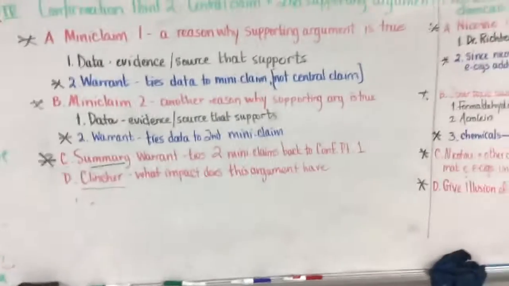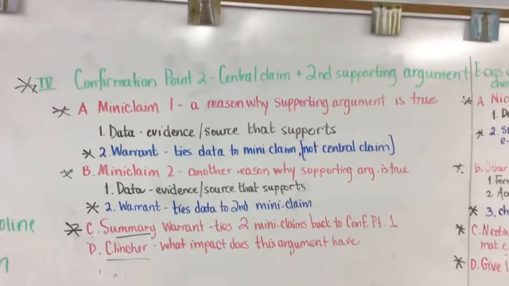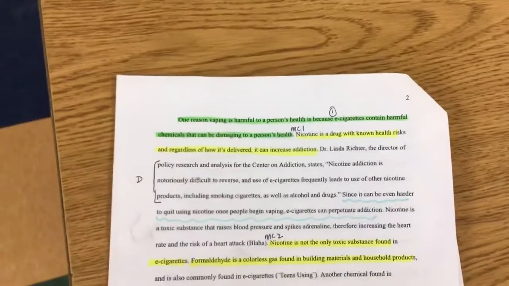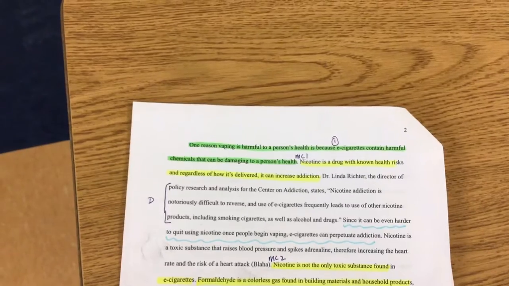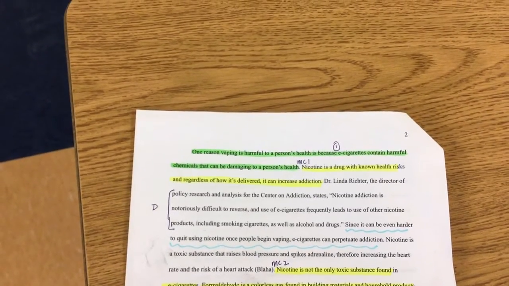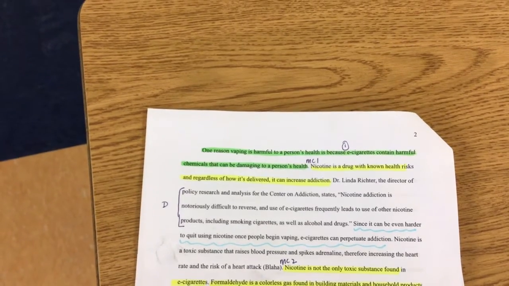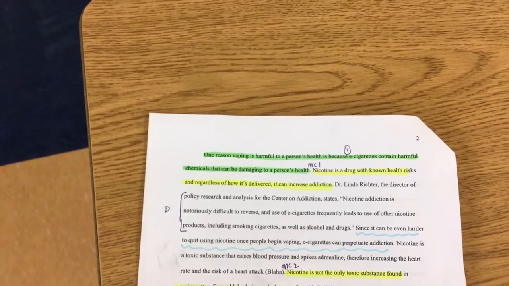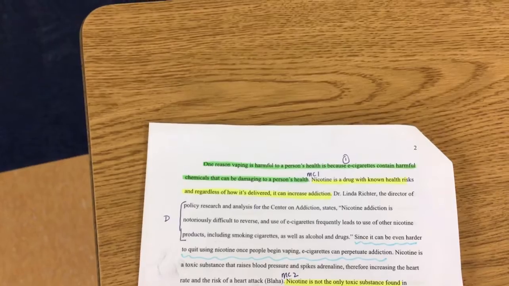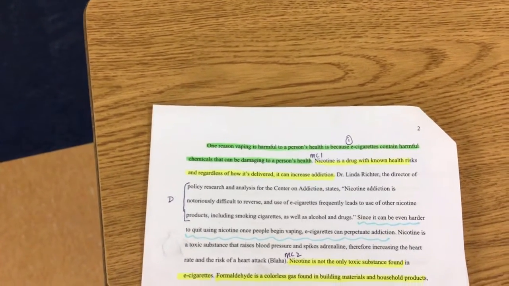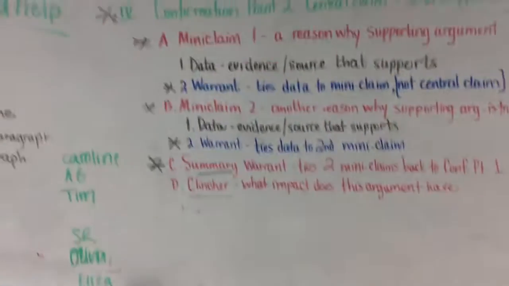And so let's come down here, and you can see A, mini claim 1. So we're going to come down here, and in yellow, you'll see mini claim 1. Nicotine is a drug with known health risks. Regardless of how it's delivered, it can increase addiction. So why do e-cigarettes contain harmful chemicals damaging to a person's health? Well, because of nicotine. Okay, so that's the first mini claim.